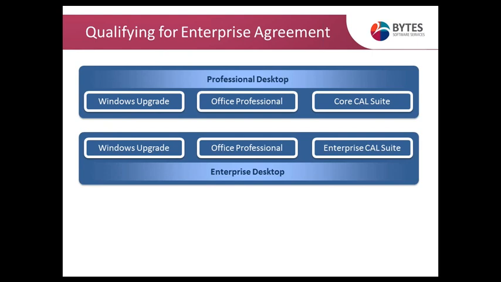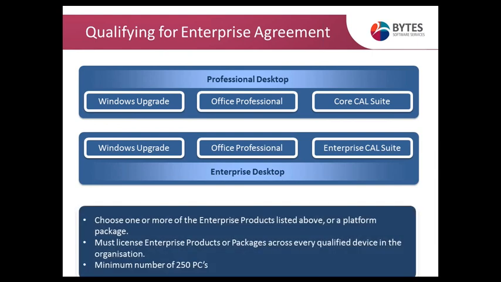Then what you need to look at is which products you are going to commit to throughout the whole of your organization. Microsoft calls this range of products that you can see in front of you their enterprise products, and you need to choose one or more of those products to cover every single one of your PCs or your users. So that's either Windows Upgrade across the whole of your estate, Office Professional across the whole of your estate, or the Core CAL or Enterprise CAL suites across your entire estate.